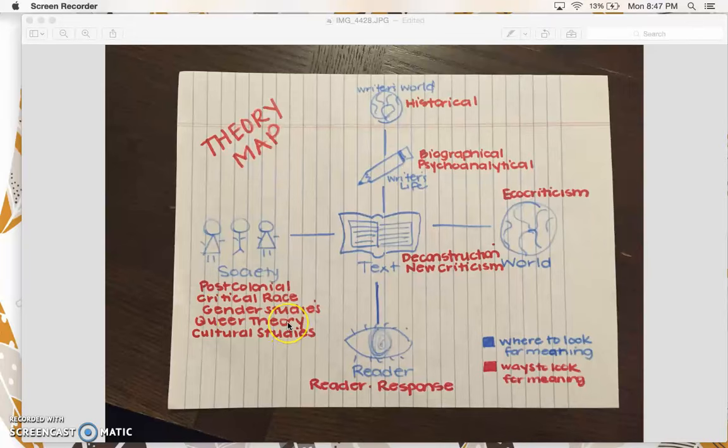Queer theory also is one that highlights a specific group or subgroup of society. That would be any type of text in which we can learn about LGBTQA issues. And lastly, cultural studies is a little bit more of an anthropological approach. It's how we can use the text to learn about a culture, specifically a culture that we are observers to and not participants in.